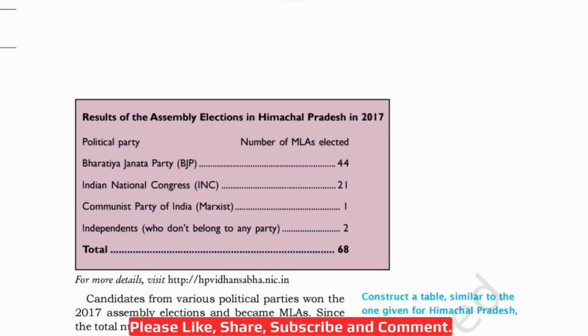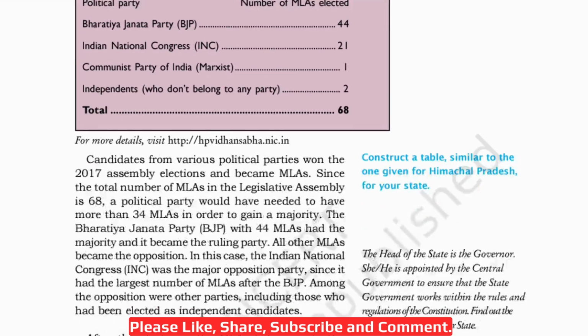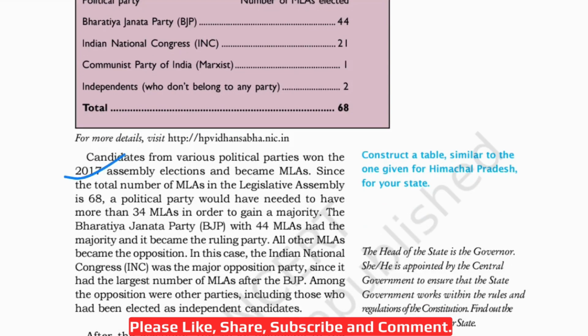Results of the assembly elections in Himachal Pradesh in 2017. The Bharatiya Janata Party, BJP, has 44 MLAs elected. Then INC, Indian National Congress, 21 MLAs elected. Communist Party of India (Marxist), 1. Independents who don't belong to any party, 2. As we have already studied, Himachal Pradesh has 68 constituencies. So in order to have a majority, a party should have 34 members elected. But here we can see the BJP has 44 members, more than 50%, so the BJP will become the ruling party. It has the majority.